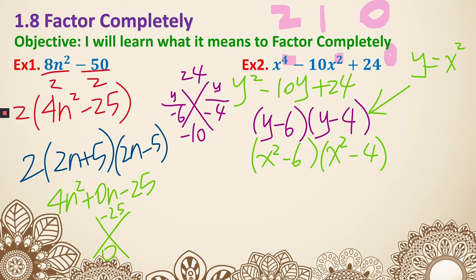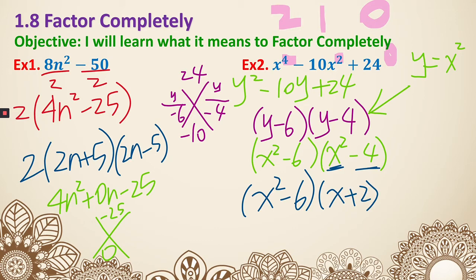X squared minus 6, we cannot do anything. But x squared minus 4, both of them are perfect squares. That means I can do difference of perfect squares again. So the first part stays there, x squared minus 6. But the second part, if we use the formula, is going to be x plus 2 times x minus 2.